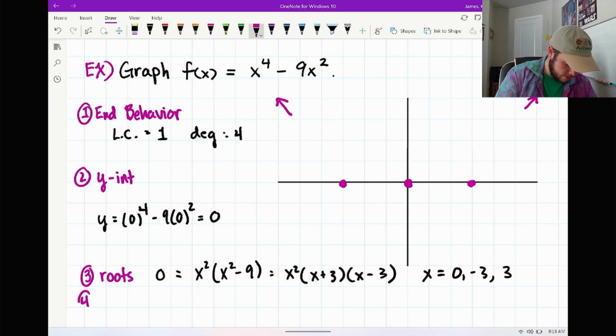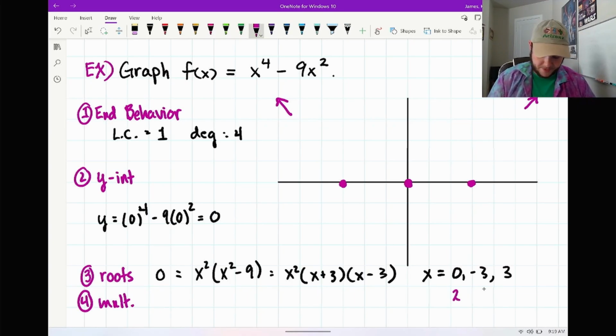Last step is the multiplicities. Notice my root for 0, I have 2 copies of. So this is multiplicity 2. Negative 3, I've got multiplicity 1, because I've only got 1 x plus 3. And I've got 1 x minus 3. Multiplicity 1. For odd multiplicities, we cross. For even multiplicities, we bounce.